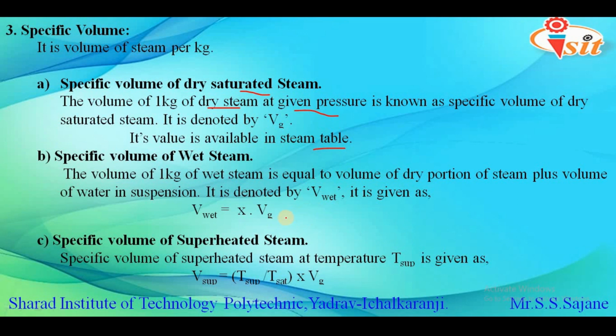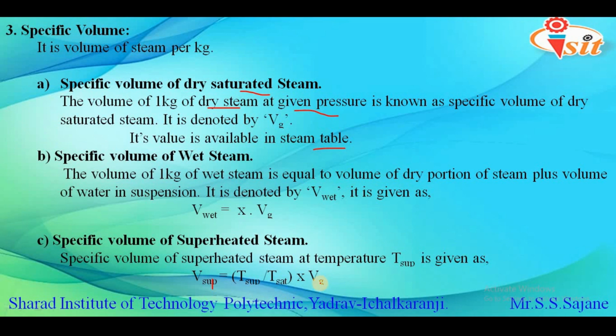This was about the specific volume of wet steam, and the last part related to specific volume is the specific volume of superheated steam. We can calculate this as V_sup = (superheated temperature divided by saturation temperature) multiplied by V_g. By this formula we can calculate the specific volume for superheated steam.